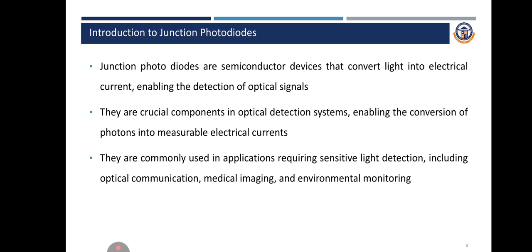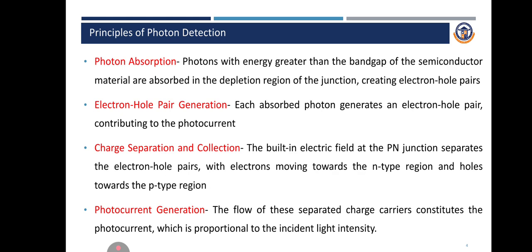Junction photodiodes are distinguished by their unique structure comprising a PN junction region where the P-type semiconductor material and the N-type meet. The junction forms a depletion region, a region devoid of free charge carriers, with a built-in electric field. They are commonly used in applications requiring sensitive light detection, including optical communication, medical imaging, and environmental monitoring.